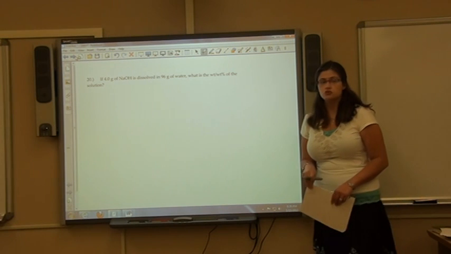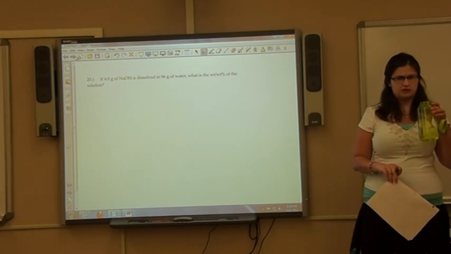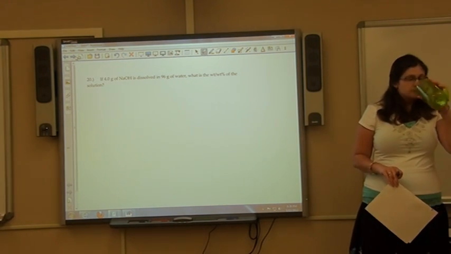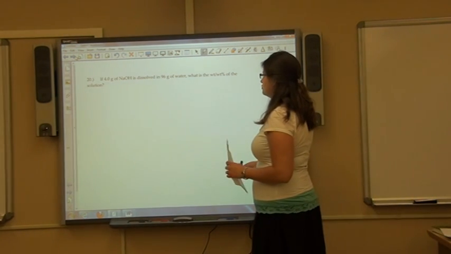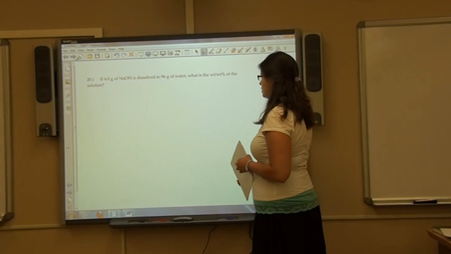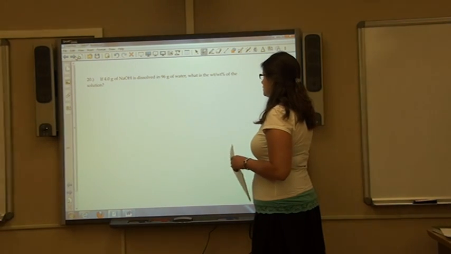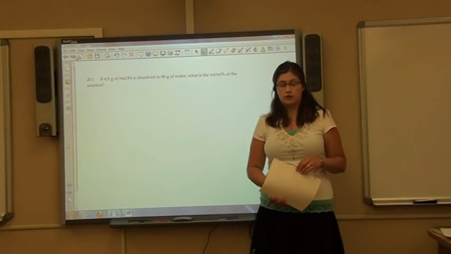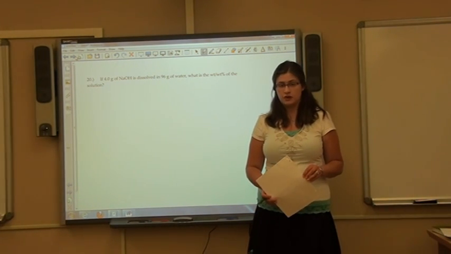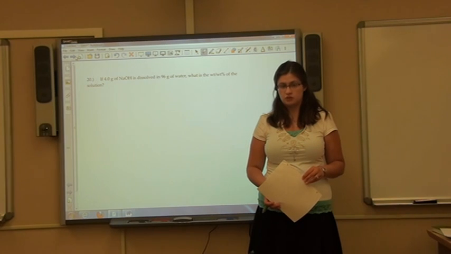Okay, this is number 20 on your homework. I think this is page 3. If 4 grams of NaOH is dissolved in 96 grams of water, what is the weight per weight percent of the solution? Okay, we've done 3 examples together already. I want you to pause it and try to work through it yourself.